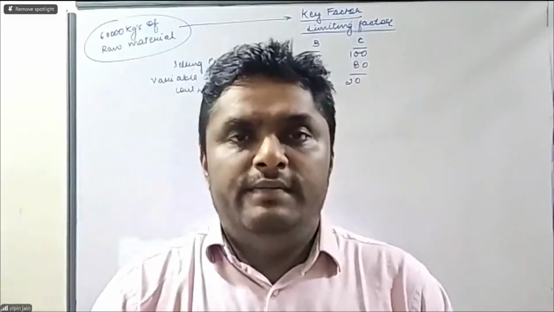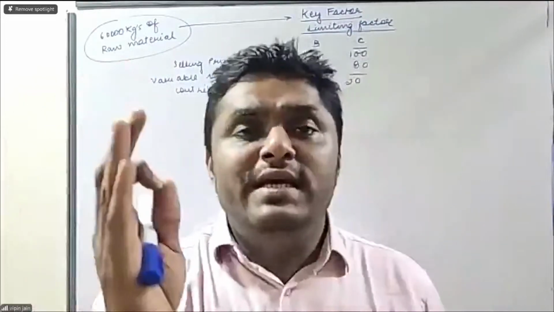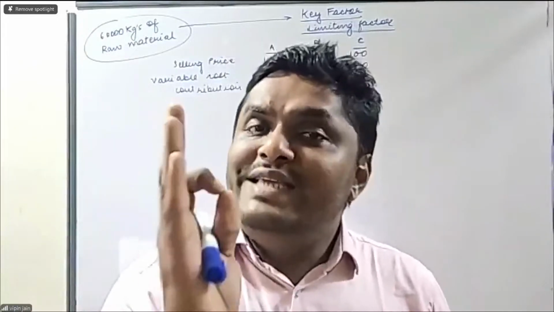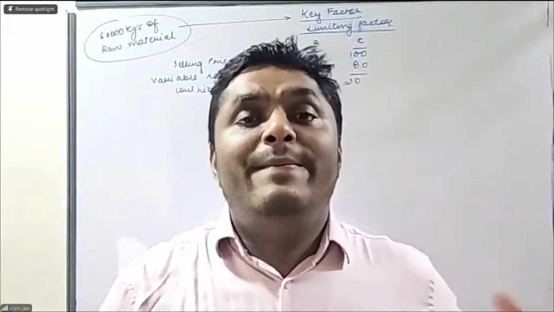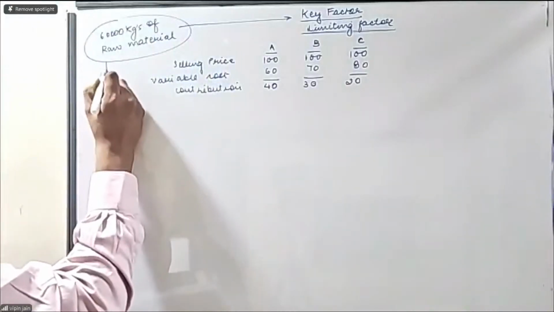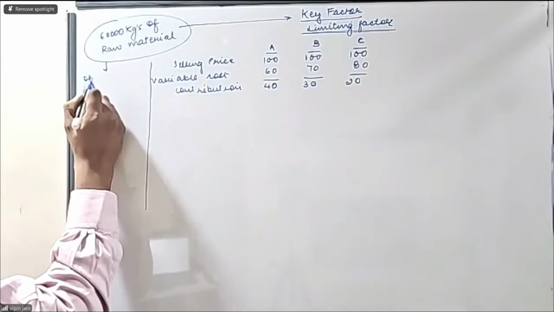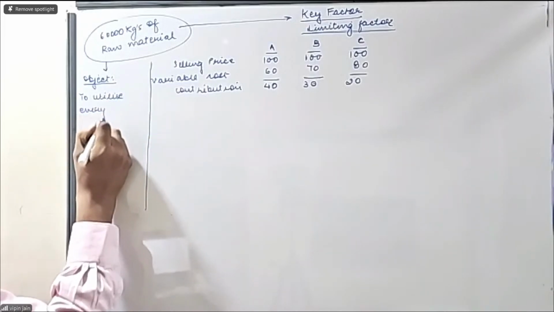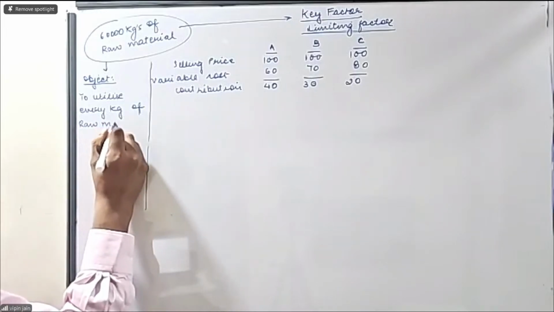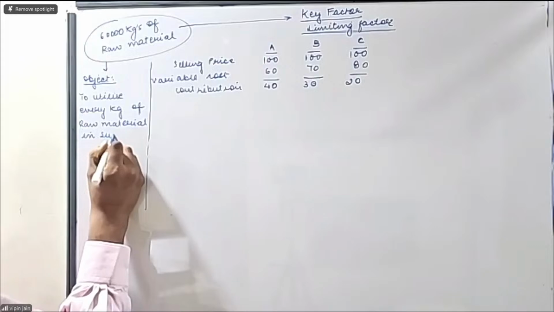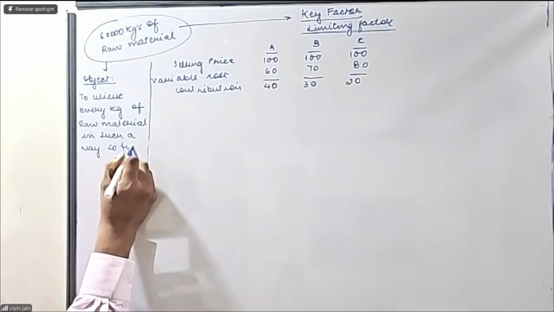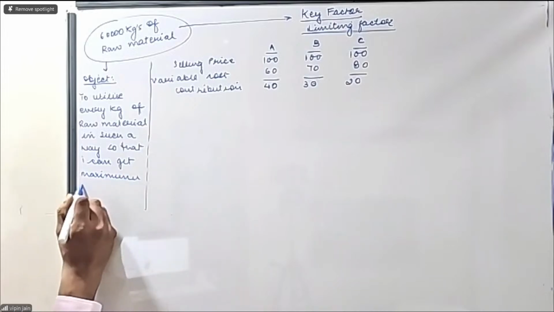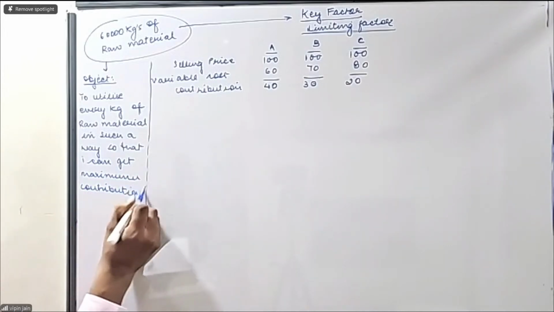Now what will be my major object? My major object will be to utilize each and every kg of raw material in such a way so that I can get the maximum benefit or maximum profit, or we can say maximum contribution.